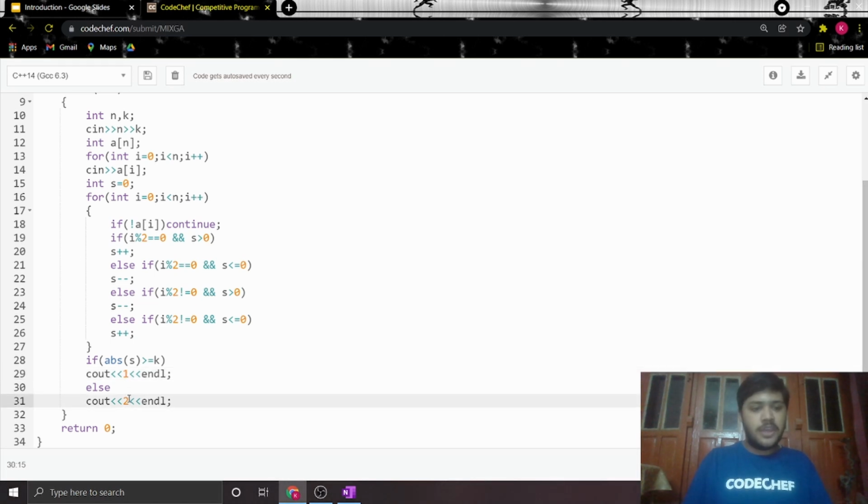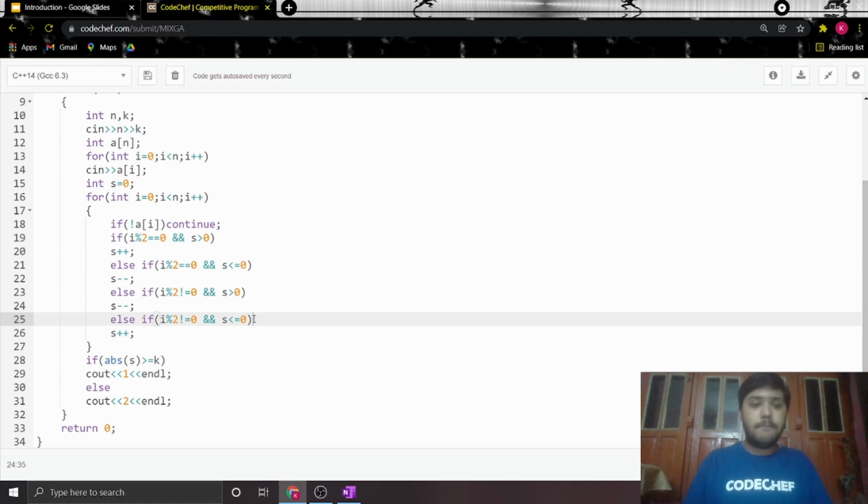Else, if the absolute value of S is less than K, then Mixi wins and print 2. So this is the error that you might commit, so be sure that you don't do that. And also perform the operation when S is equal to 0. When S is equal to 0, you either increase the element or decrease the element.